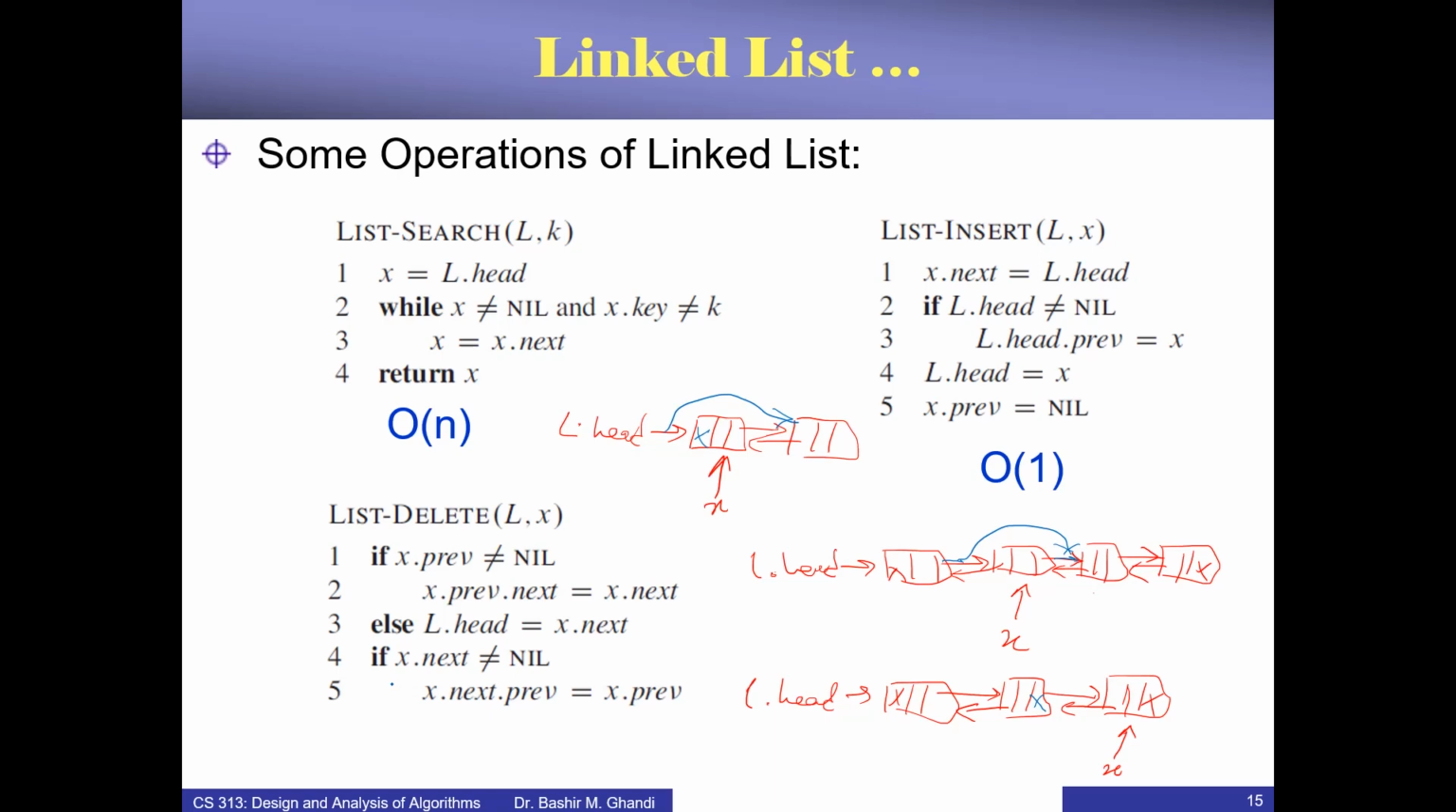Okay, so it says if x.next is not nil. So clearly here x.next is not nil. Also here x.next is not nil. But here x.next is nil. So this operation we're going to do only affects scenario number 1 and scenario number 2. It doesn't affect scenario number 3.